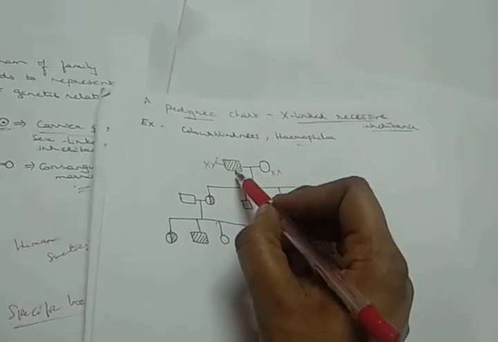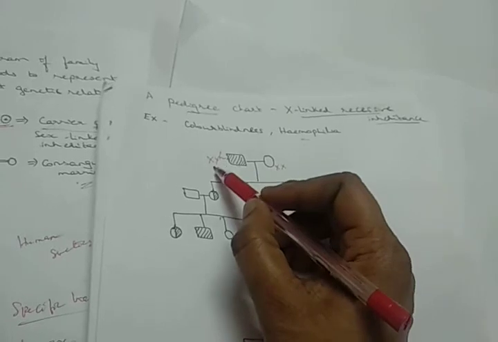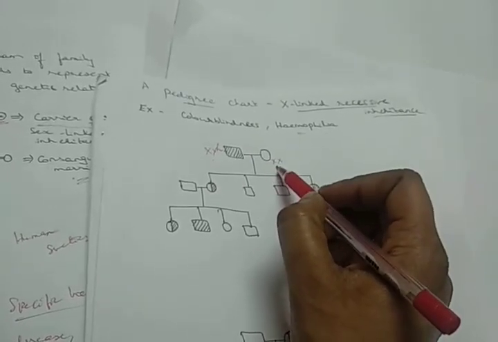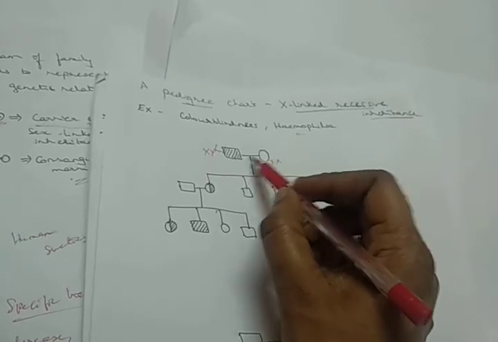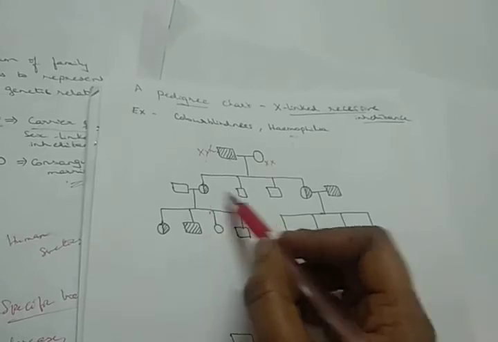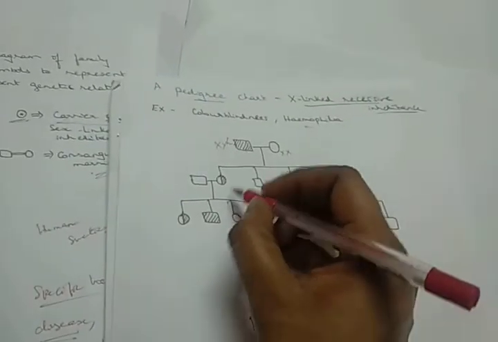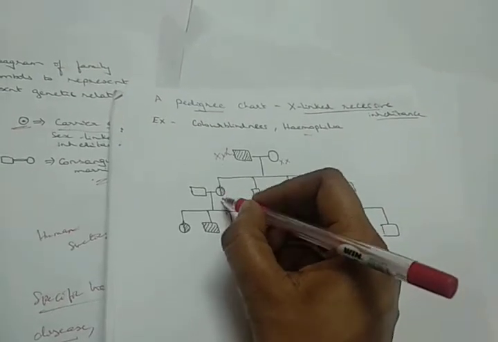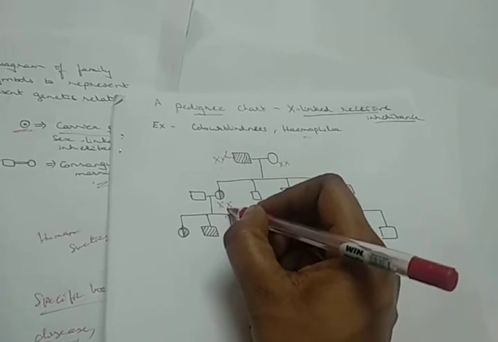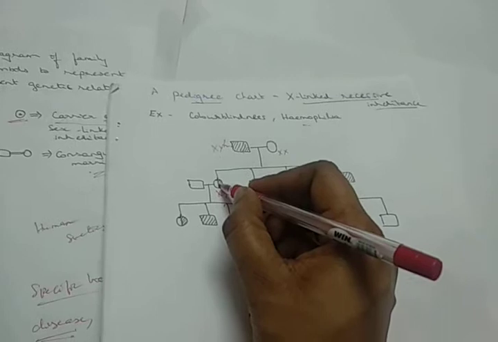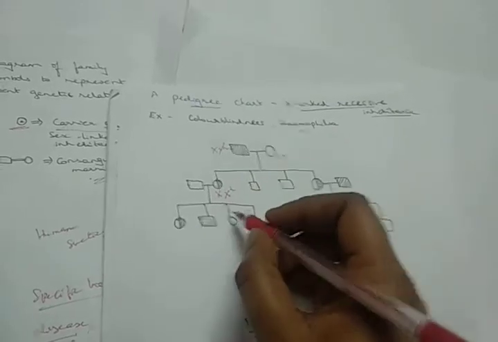This is the affected male, the hemophilia male, and this is the X and X female. You call these the parents, and now they have children. How many children are there? 1, 2, 3, 4. They have 4 children. In these 4 children, one is this circle, which represents a female, and half of it is shaded, so you call it a carrier.